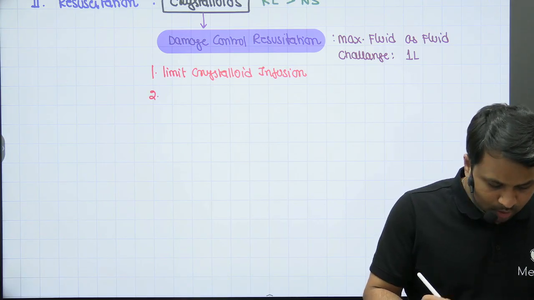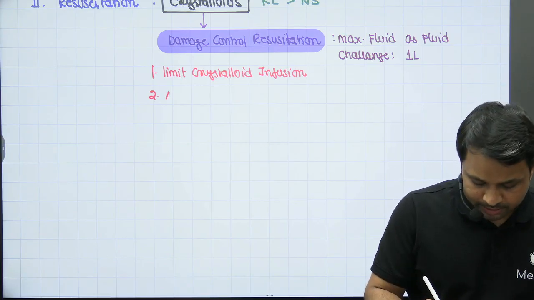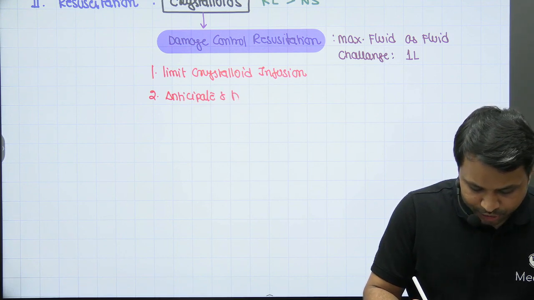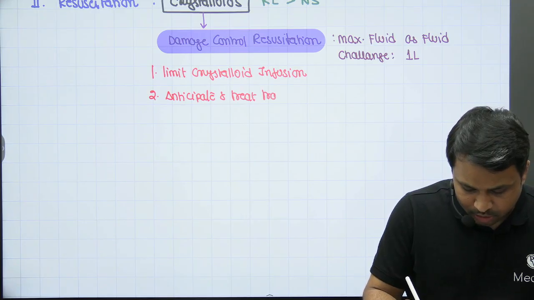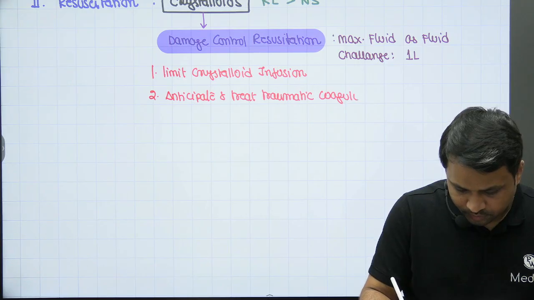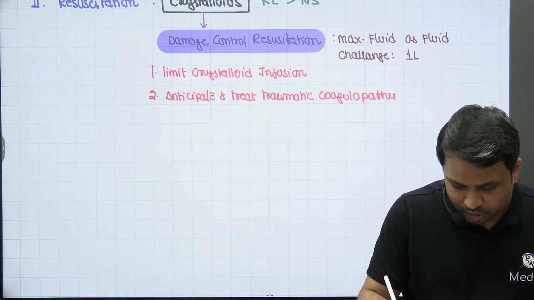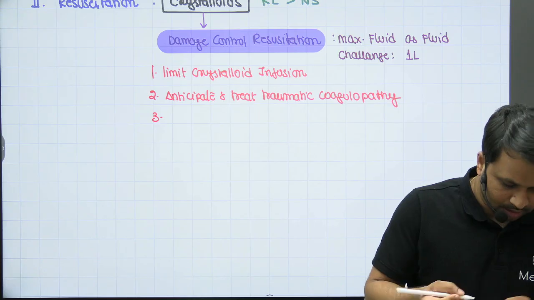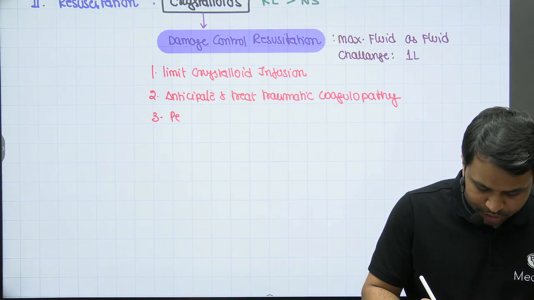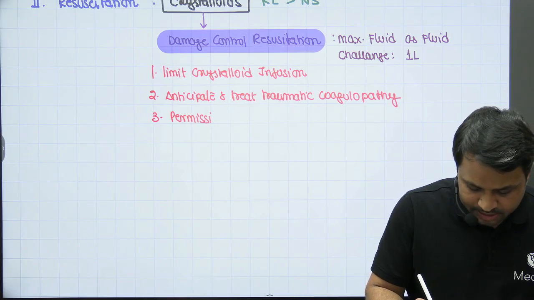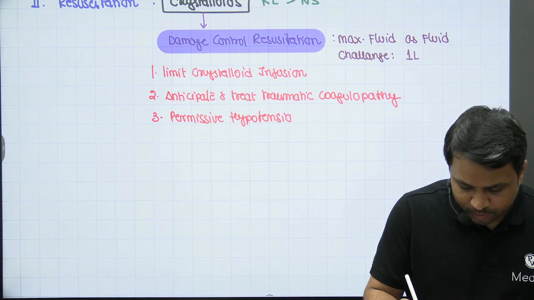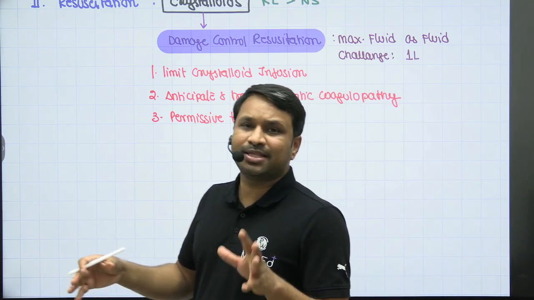Number 2, anticipate and treat traumatic coagulopathy. Next, it is going to be permissive hypotension. Now, according to this concept of permissive hypotension, when you're resuscitating, let's say initially systolic blood pressure is 60, 70.